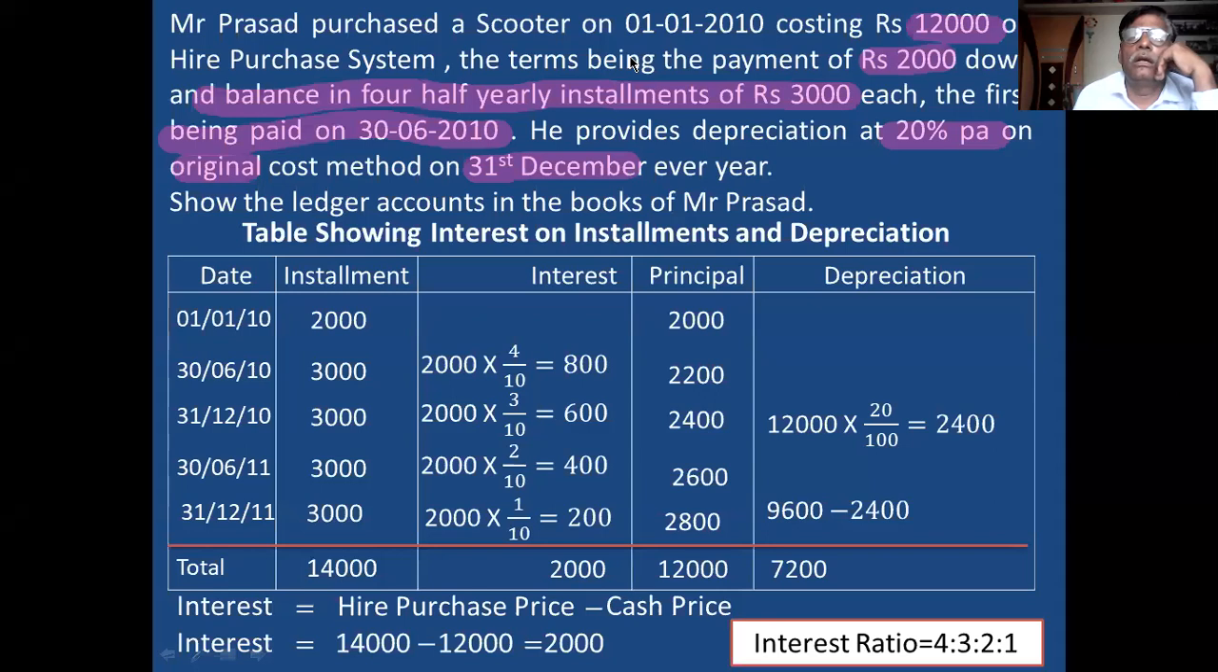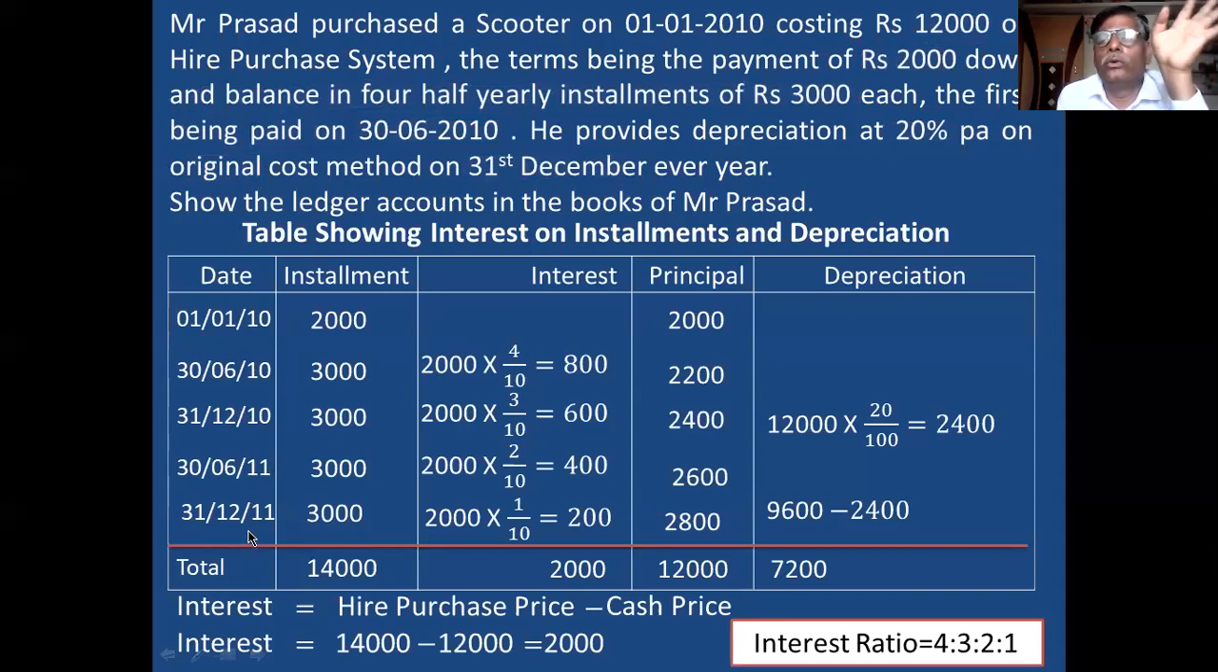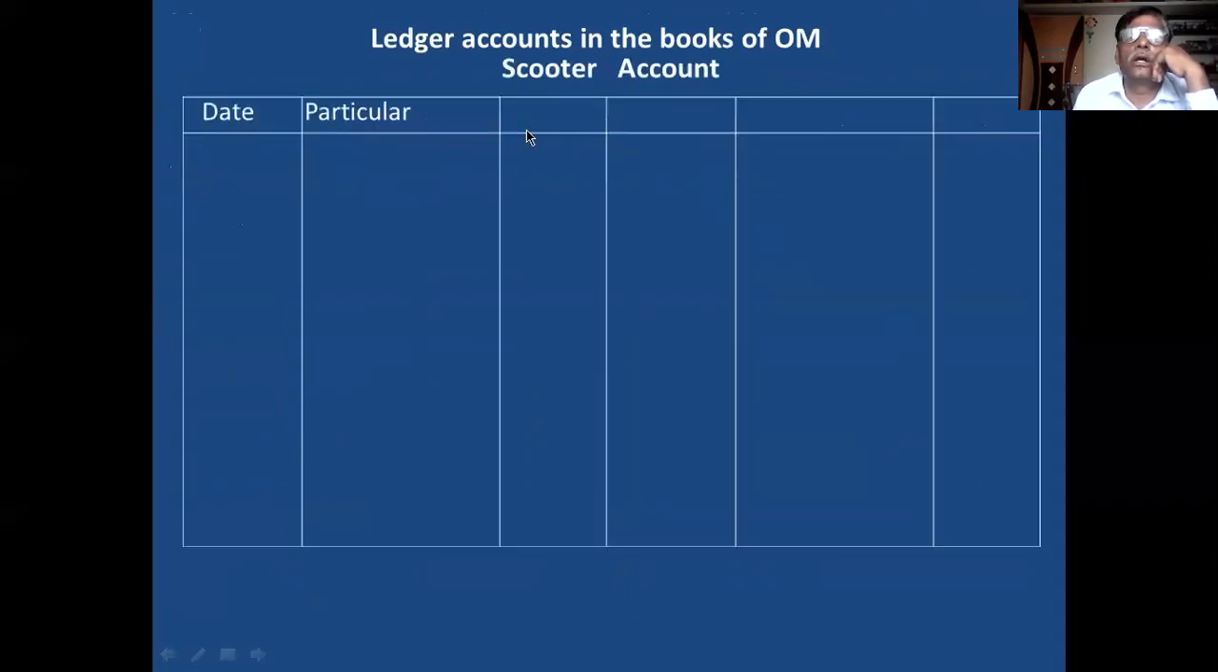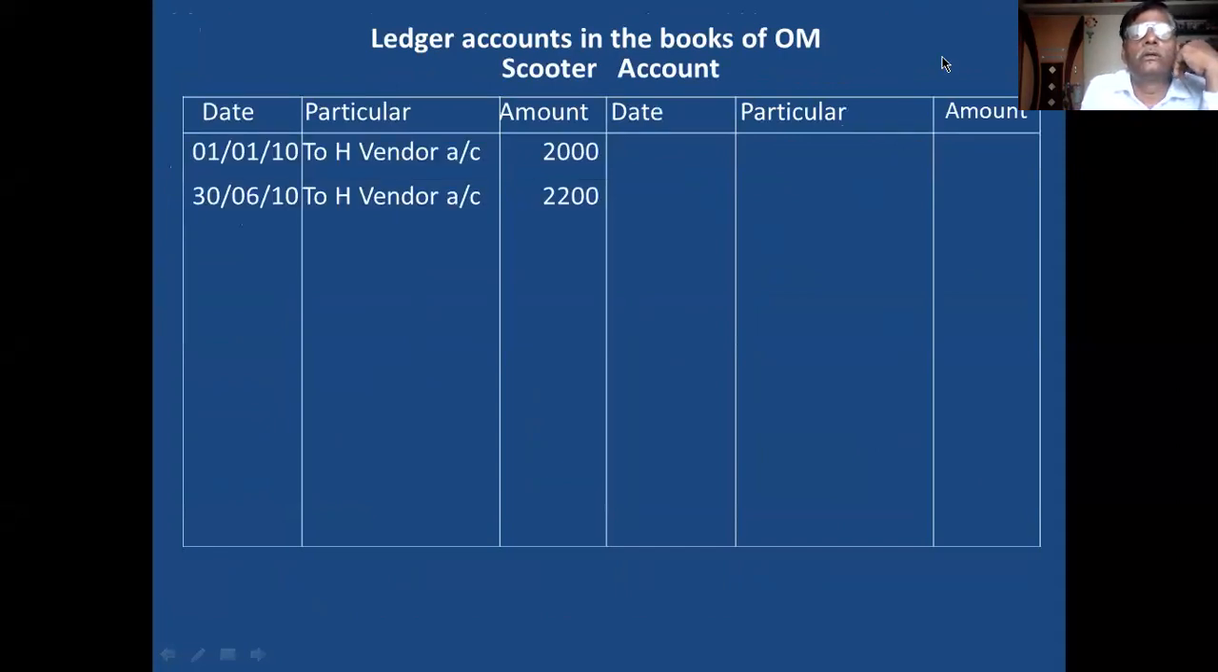And this is the half yearly account. Then you prepare the half yearly account. And here there are only 2 years, 2010 and 2011. You close the account for only 2 years. You see here, ledger accounts in the books of Home, scooter account. In the scooter account, date, particulars, amount. You take the first year amounts related to scooter.